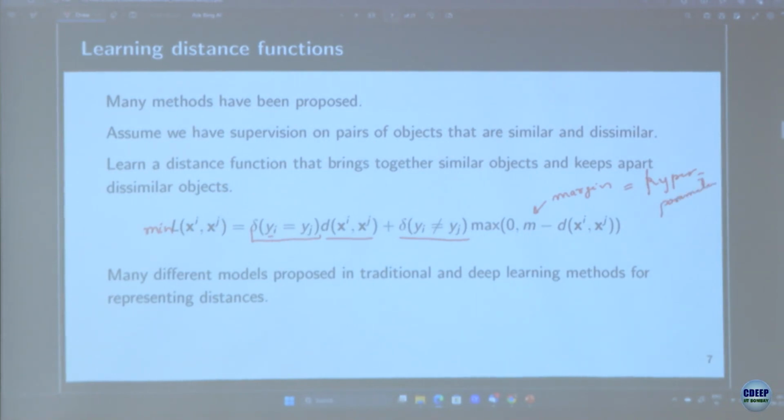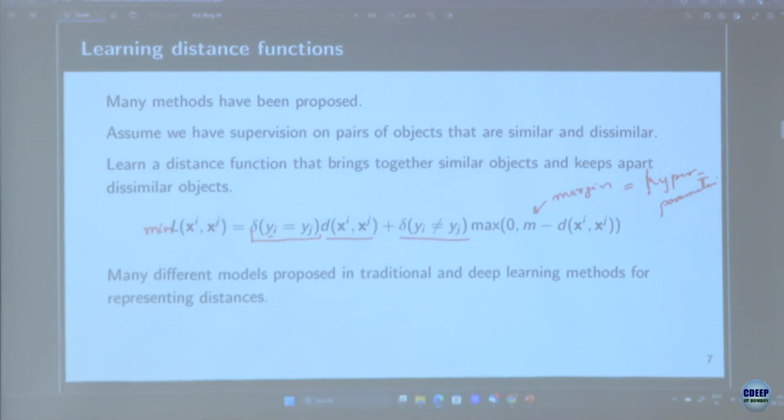So when you start this learning algorithm, you have to specify a margin, and you want to say that all dissimilar objects have to be separated by at least this margin m. After they are separated with this margin m, you don't care whether you pull them apart, so far apart that they are in opposite poles of the earth, you don't care. So this way the loss is bounded.